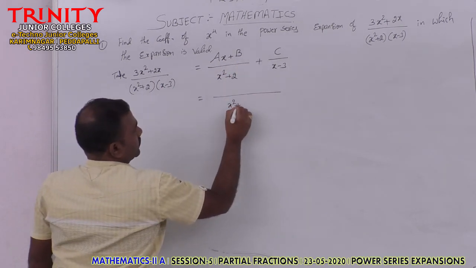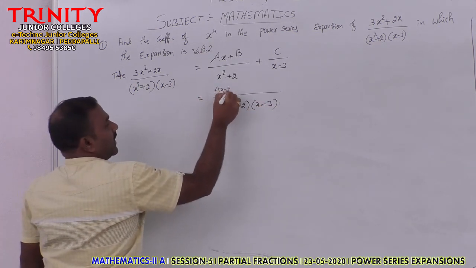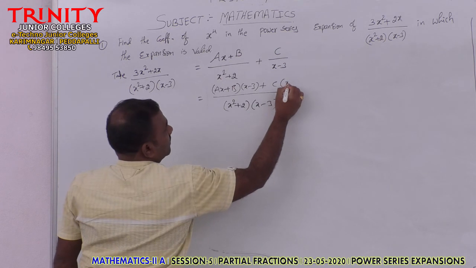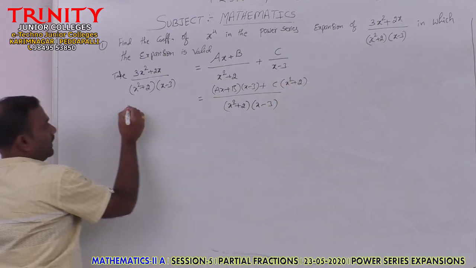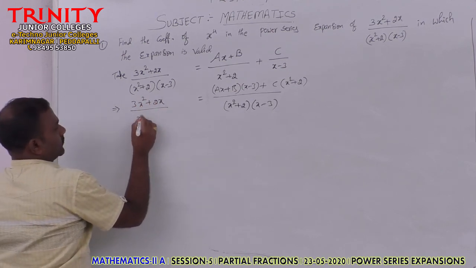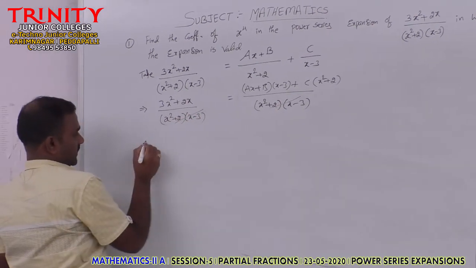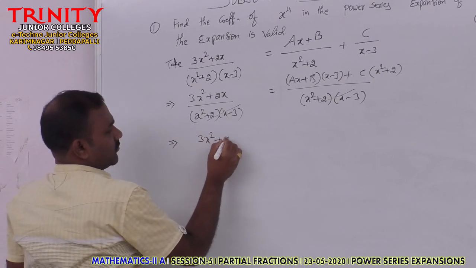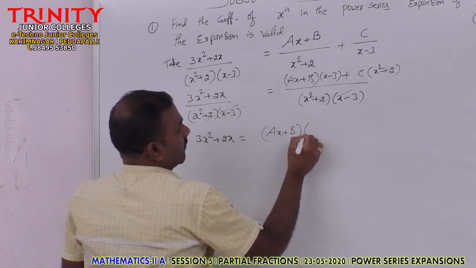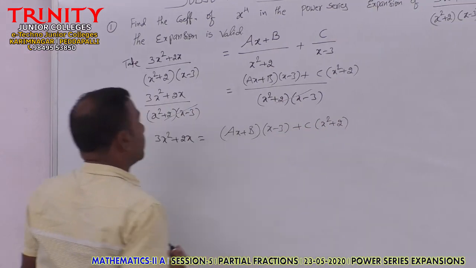The LCM is (x square plus 2) into (x minus 3). Then (ax plus b) into (x minus 3) plus c of (x square plus 2). On the left side we have 3x square plus 2x by (x square plus 2) into (x minus 3). Both the denominators cancel. 3x square plus 2x is equal to (ax plus b) of (x minus 3) plus c of (x square plus 2).